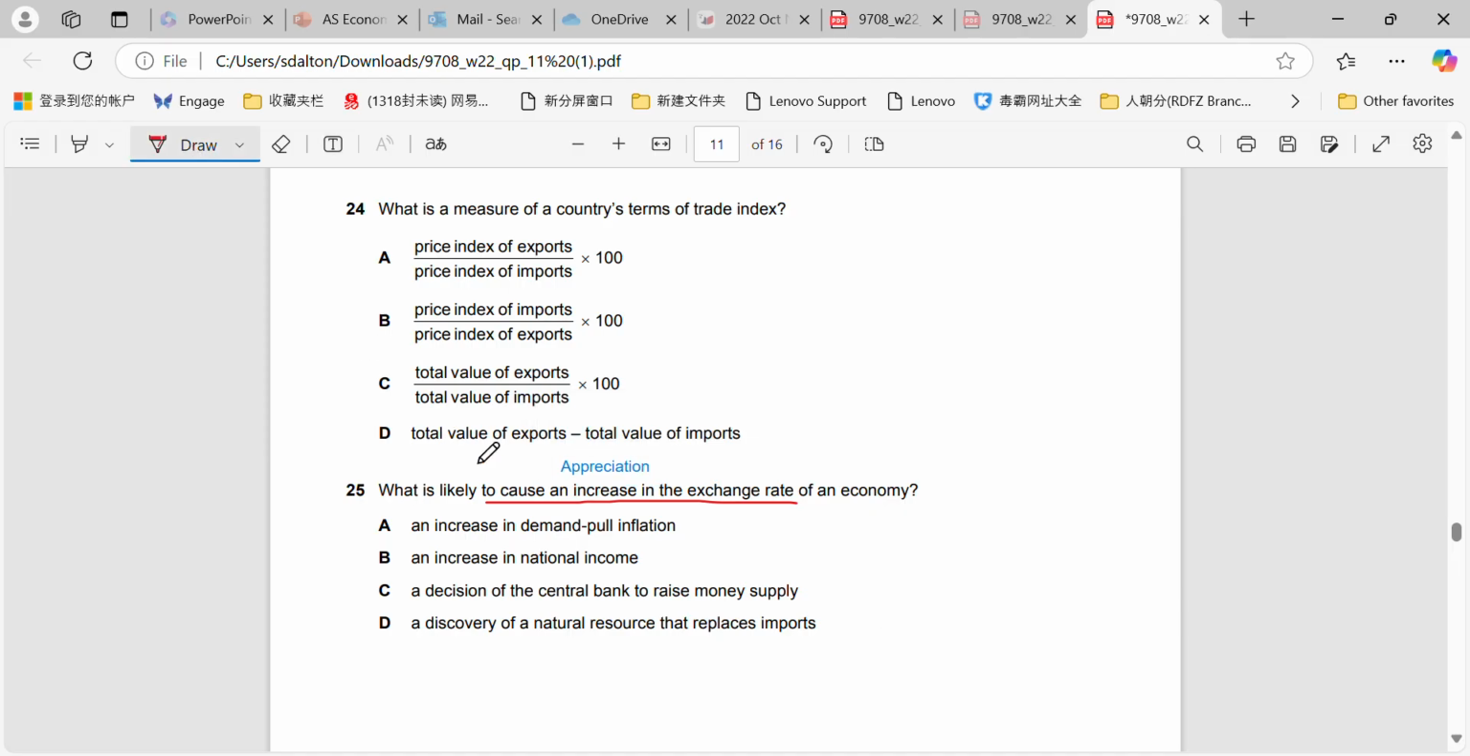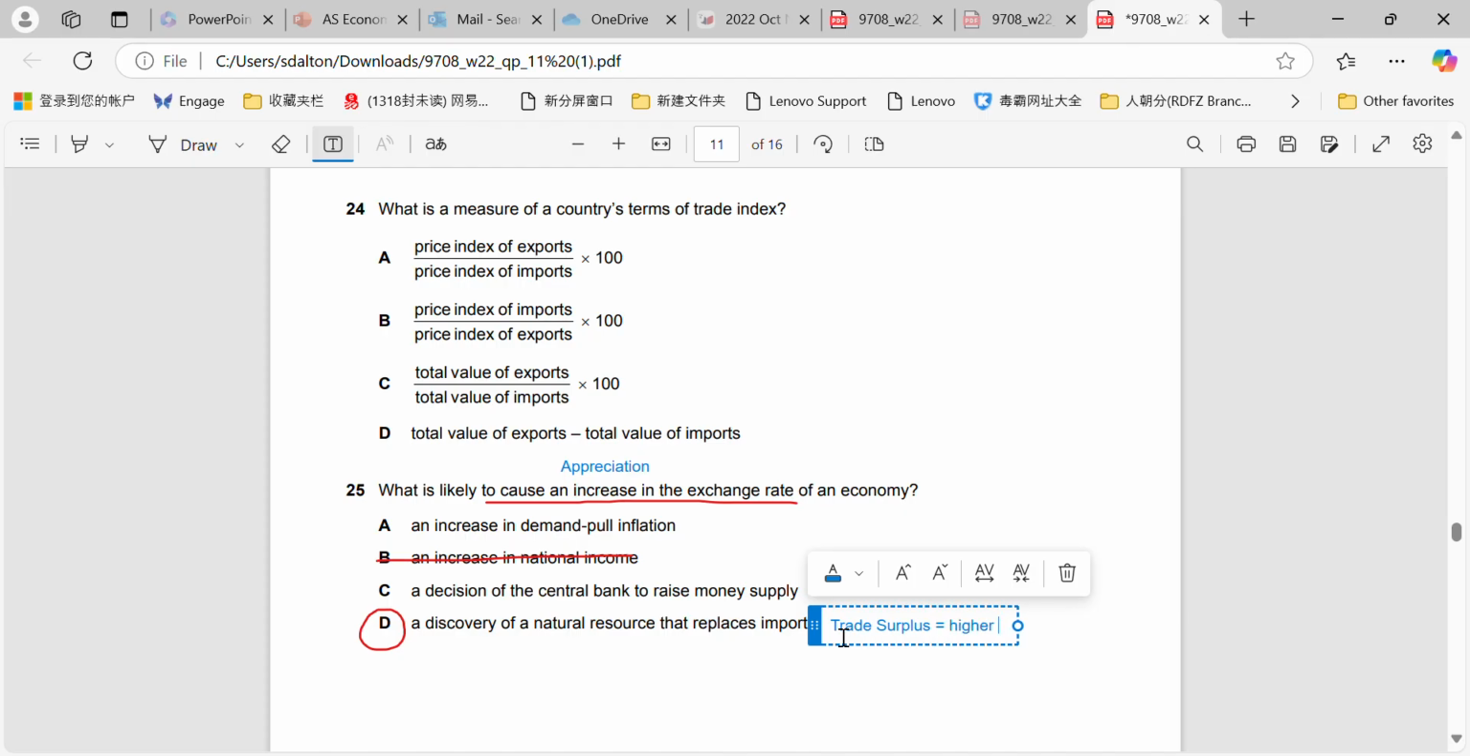Okay, so first of all, what we need to think about is that B is not going to have any effect on an increase in national income. Now, when it comes to A, C, and D, the correct answer would be D, discovery of a natural resource that replaces imports. And the reason for that is because if we have no need for imports, it should create a trade surplus, right?